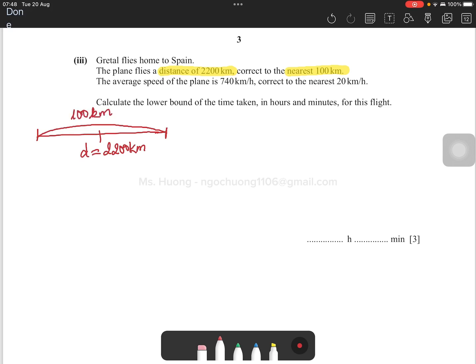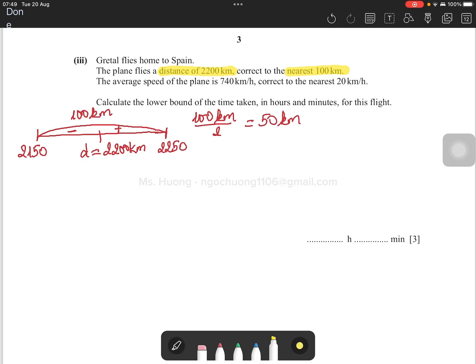And you know 100 kilometers divided by 2 is 50 kilometers. So in this case, we need to add 50 and we subtract 50 kilometers to find the upper and lower bound. 2,200 plus 50 is 2,250. And when we subtract 50, we get 2,150 kilometers. So this is the upper and lower bound for the distance.